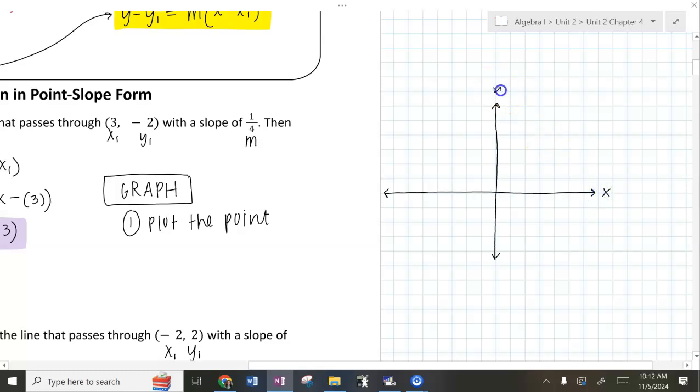Label our x-axis and our y-axis. Then plot x is 3, so we'll go to x is 3, y is negative 2. Where do those meet? That's this point right here. After you plot the point, step 2 is to use the slope to find another point.